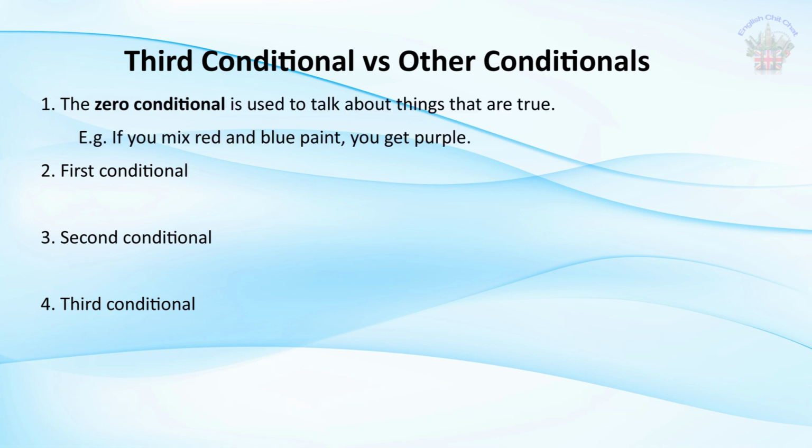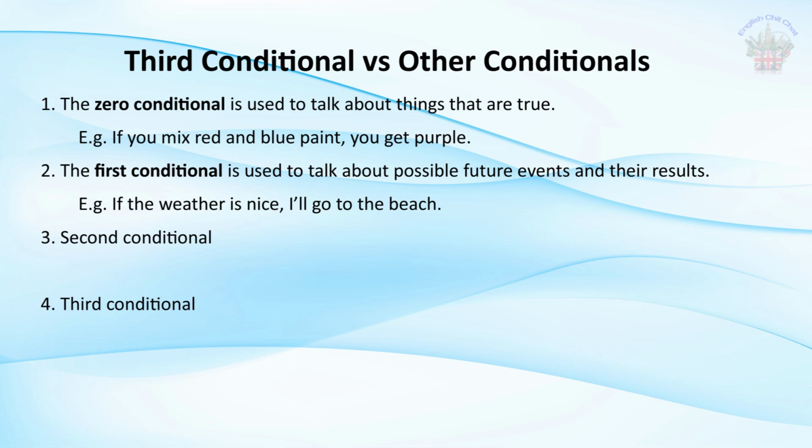The zero conditional is used to talk about things that are true. For example, if you mix red and blue paint, you get purple. The first conditional is used to talk about possible future events and their results. For example, if the weather is nice, I'll go to the beach.